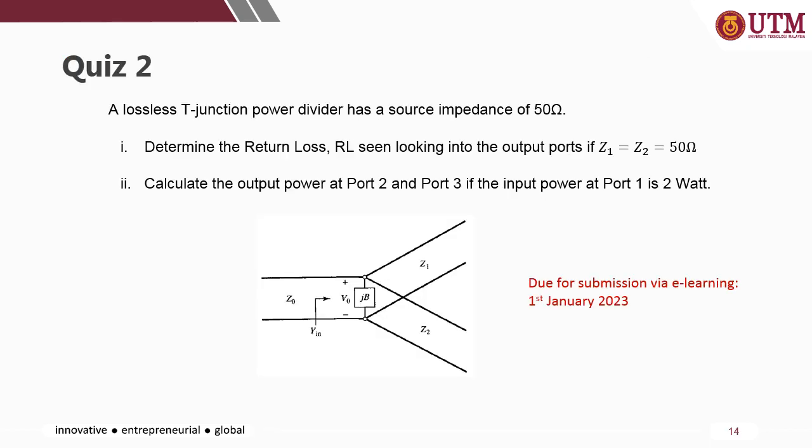Before we end, let's have a quick individual quiz. You need to complete this and submit it via e-learning by 1st of January 2023. It's more or less the same as the first example. You need to determine the return loss for all ports given that Z1 equals Z2 equals 50 ohm, and calculate the output power at port 2 and port 3 if the input power at port 1 is 2 watt. So with that, thank you.